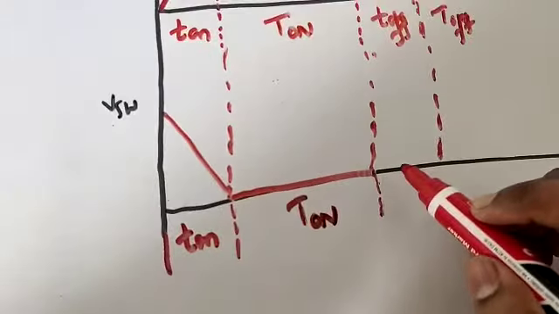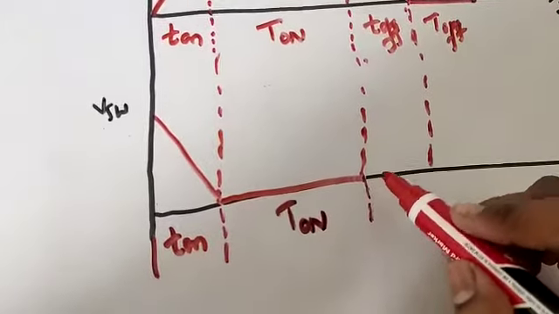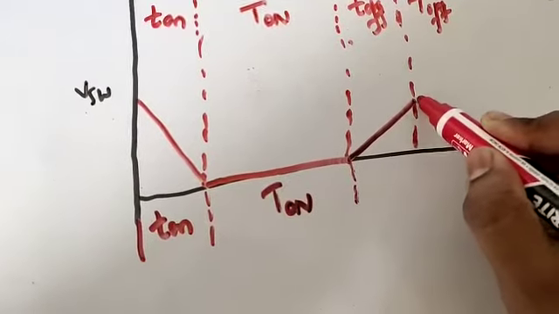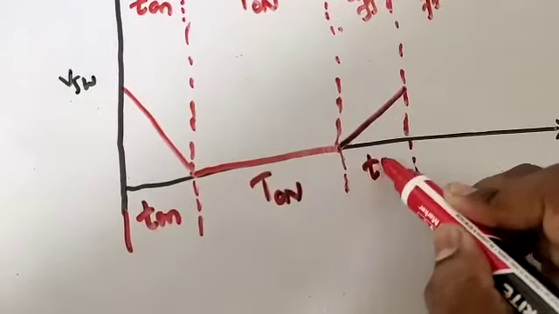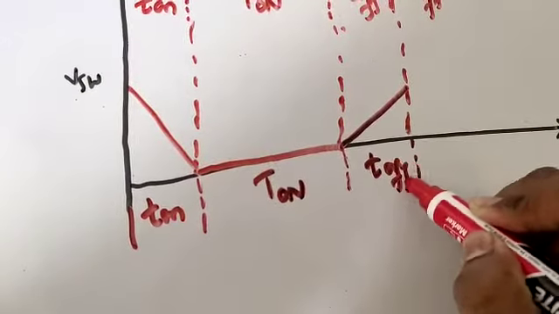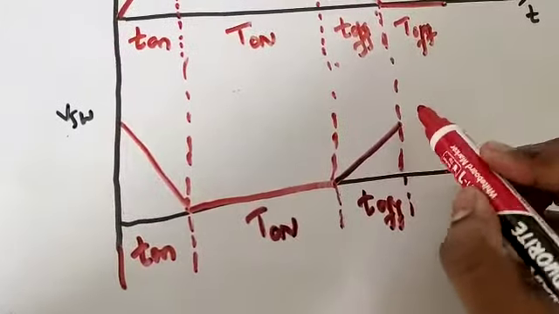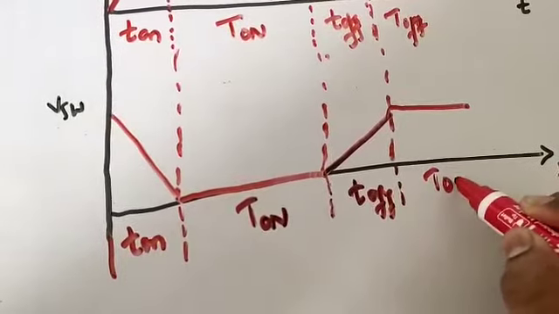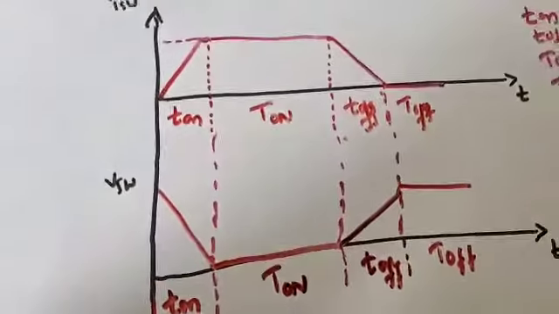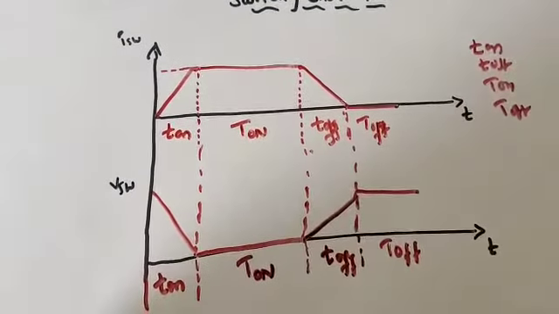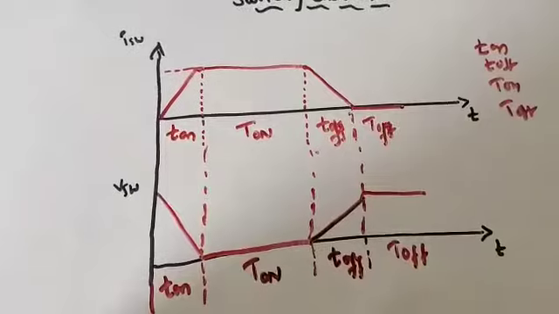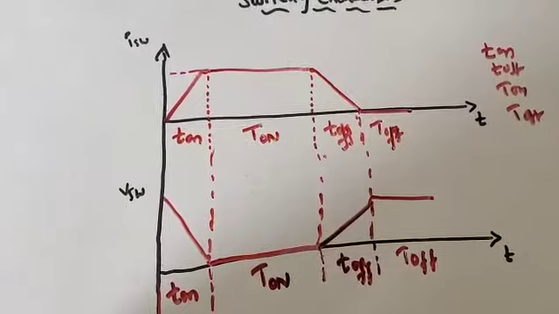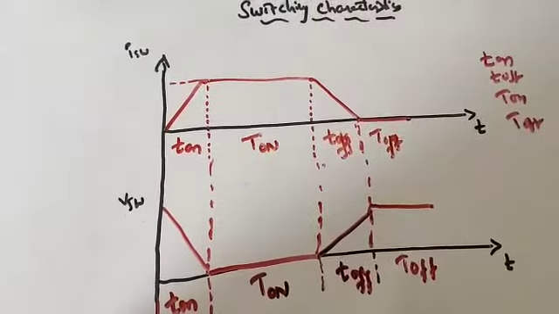And after that, when I turn off the switch again, it is going to attain some value, and for that it takes some time, known as small t off. And finally, it has the steady state value, that is capital T off. So these are the switching characteristics of a switch, right? Now let us draw the characteristics for an ideal switch and a practical switch, right?